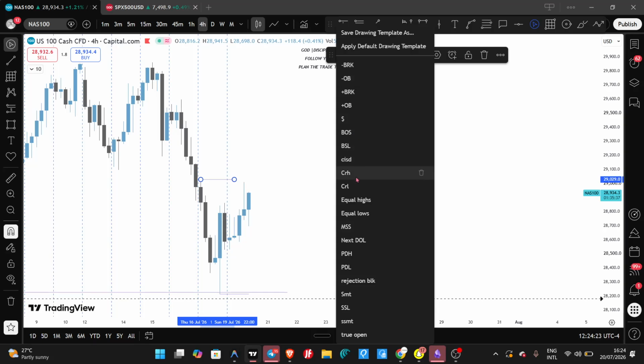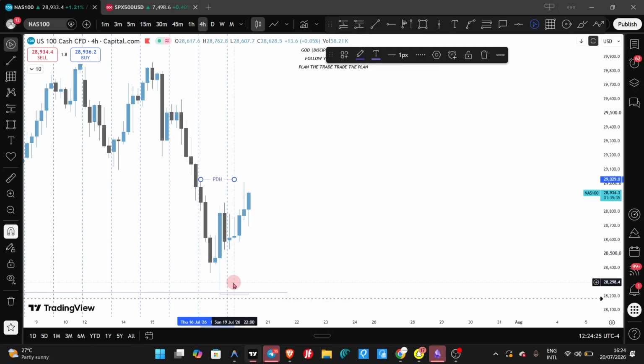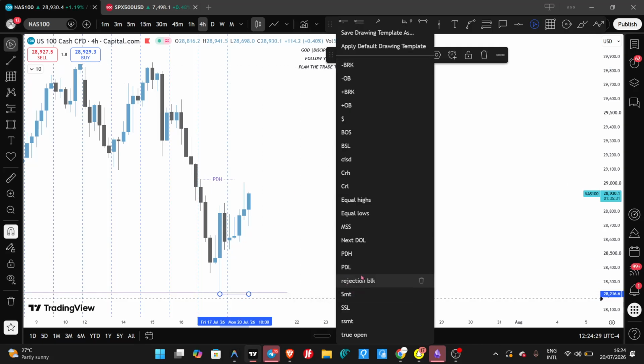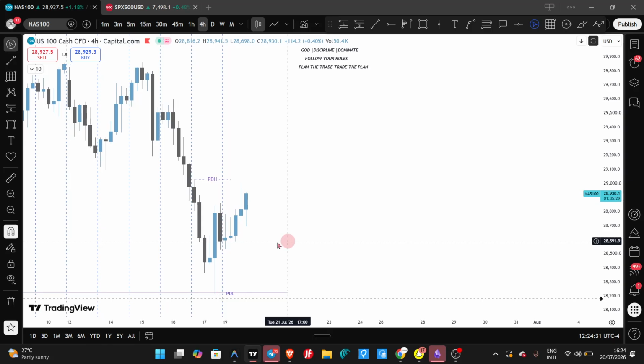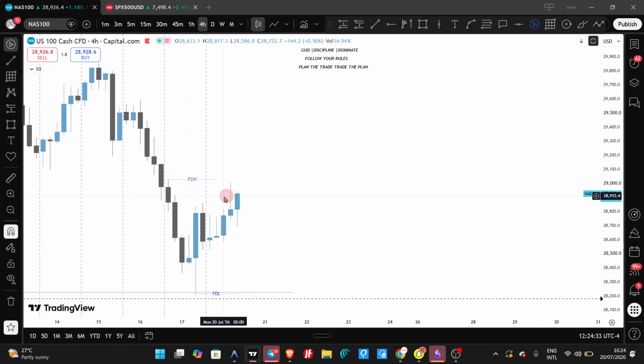So I'm just going to mark it out real quick for those who need to see it. All right, so previous day's highs and previous day's lows. The market opened today a bit lethargic, but we're moving upwards. We had a couple of candles moving upwards.